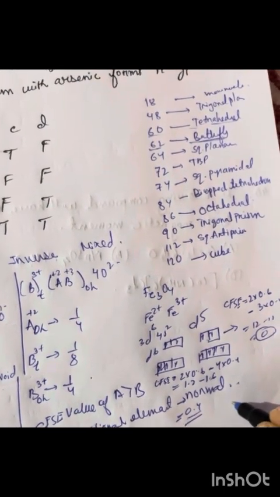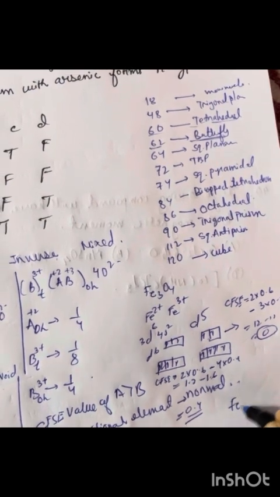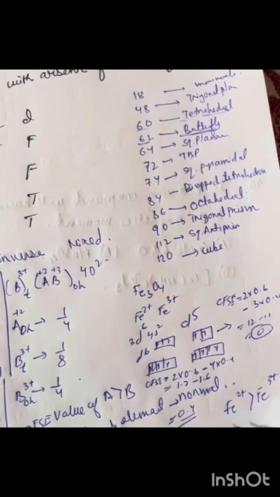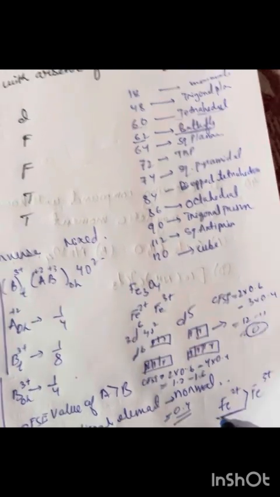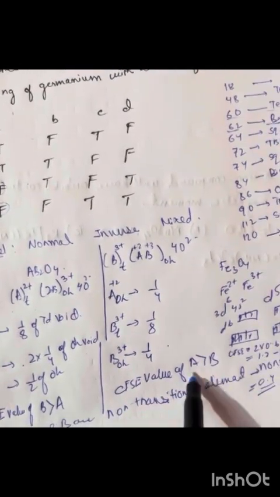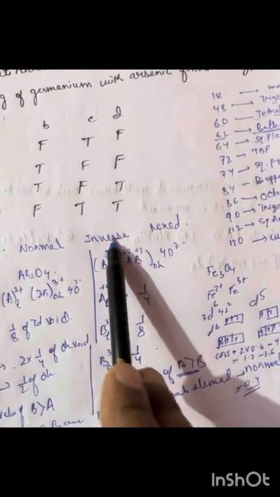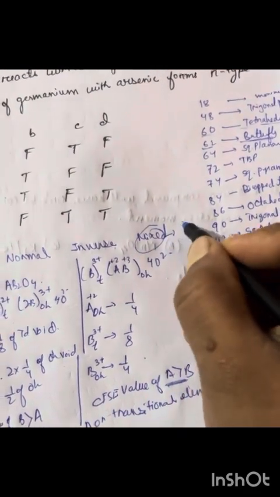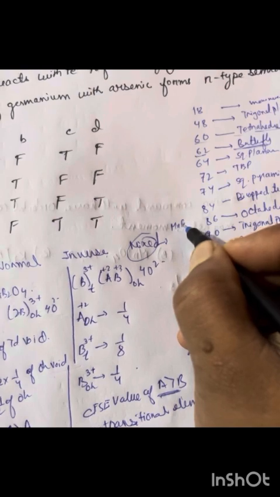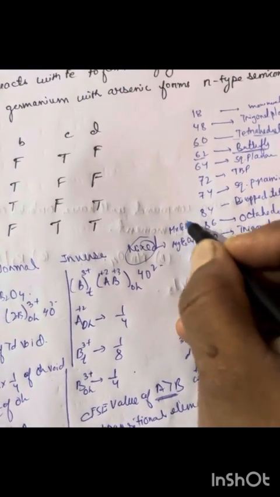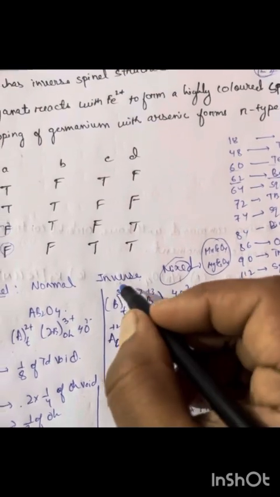Means we found that CFSE of Fe2 plus is more than Fe3 plus, right? What does it mean? It means A is greater than B, so CFSE of A is greater than B, which means it is inverse spinel, right? For mixed, you remember, for mixed it is MnFe2O4 and MgFe2O4. Remember this. So we got inverse.